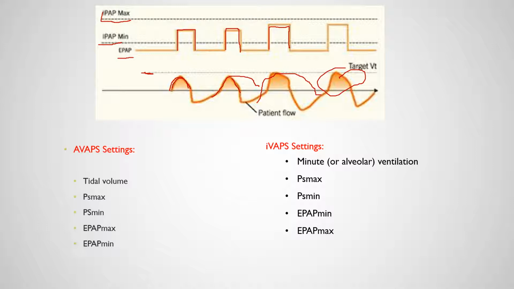Now, like I mentioned before, there's two different manufacturers for these. The machine that's called AVAPS, you're going to set a tidal volume, your pressure support maximum, pressure support minimum, EPAP maximum, and EPAP minimum. For the IVAPS settings, you're going to have your minute or alveolar ventilation set, pressure support max set, pressure support min, EPAP min, and EPAP max. So very similar, it's just what your target is that is different between the two modes.